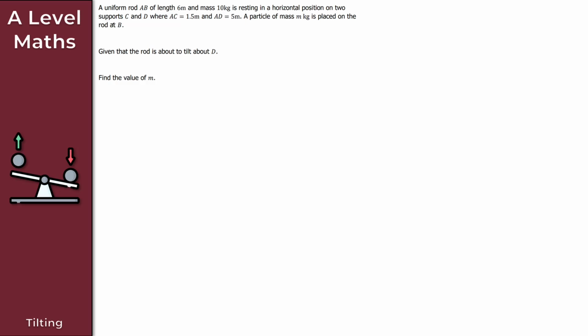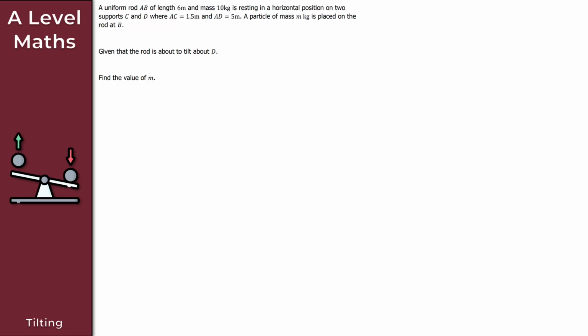For this question we have a uniform rod AB of length 6 meters and mass 10 kilograms, which is resting in a horizontal position on two supports labeled as C and D. We're told that AC is equal to 1.5 meters and AD is equal to 5 meters. A particle of mass m kilograms is placed on the rod at B. The rod is about to tilt about D, and the question wants us to find the value of m.